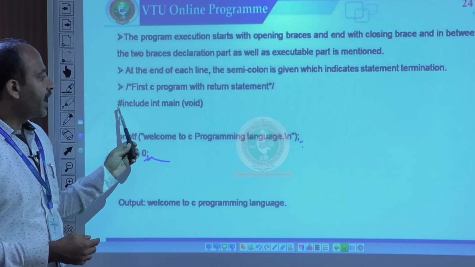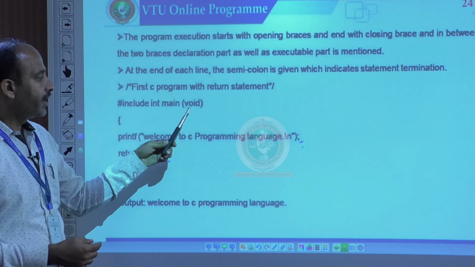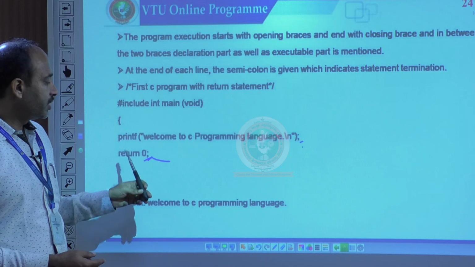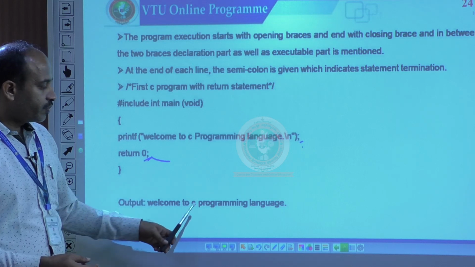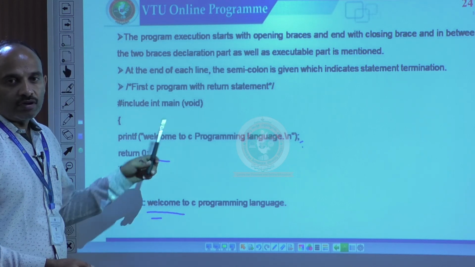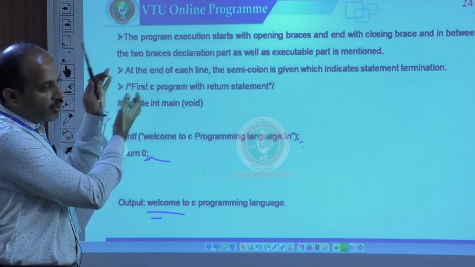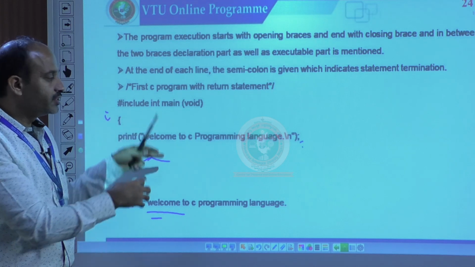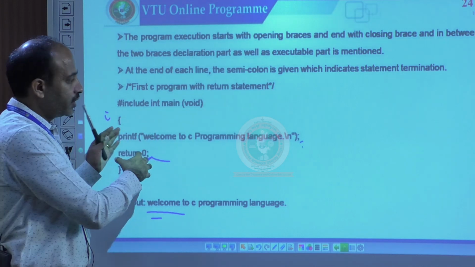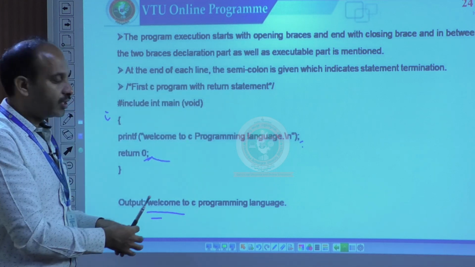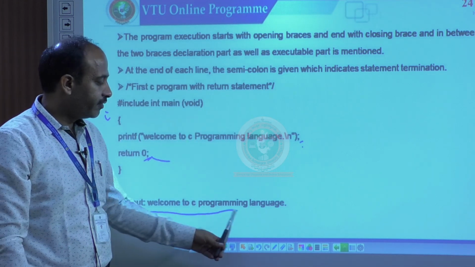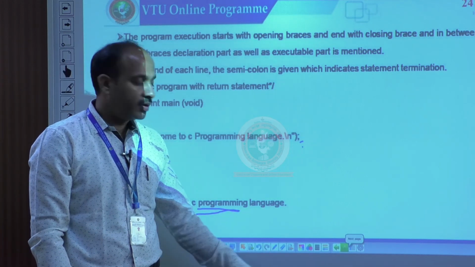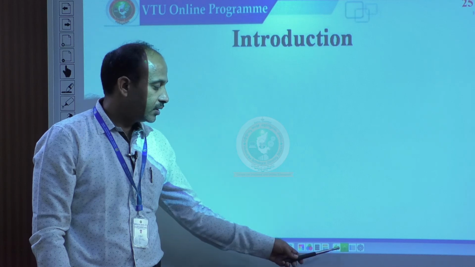This is an example: hash include, void main, and I am just printing "welcome to the C programming language". I am not returning anything, just printing output. Once you compile, there will be no error. Here the compiler loads the whole program, takes all the statements at a time, and checks for any error. If there is no error, it translates it to the object program at a time, and then we get this output. This is a simple example for C programming.